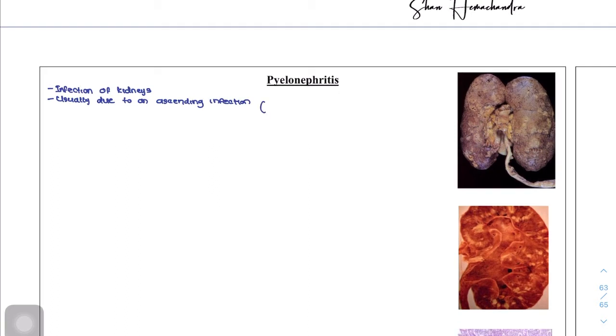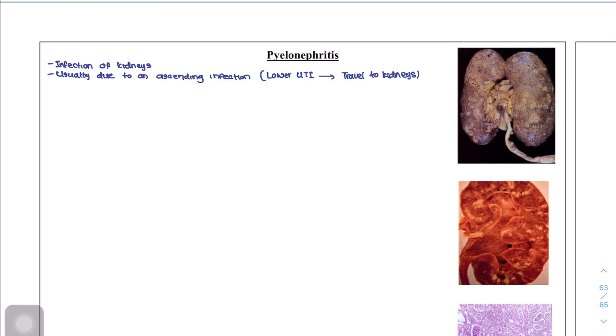What does that mean? So these patients will almost always have lower urinary tract infections, probably in the urethra, in the bladder, ureters, which will spread to the kidneys. Okay. Most common organisms are E. coli and Staphylococcus. E. coli is actually a part of the normal flora of our large intestine.